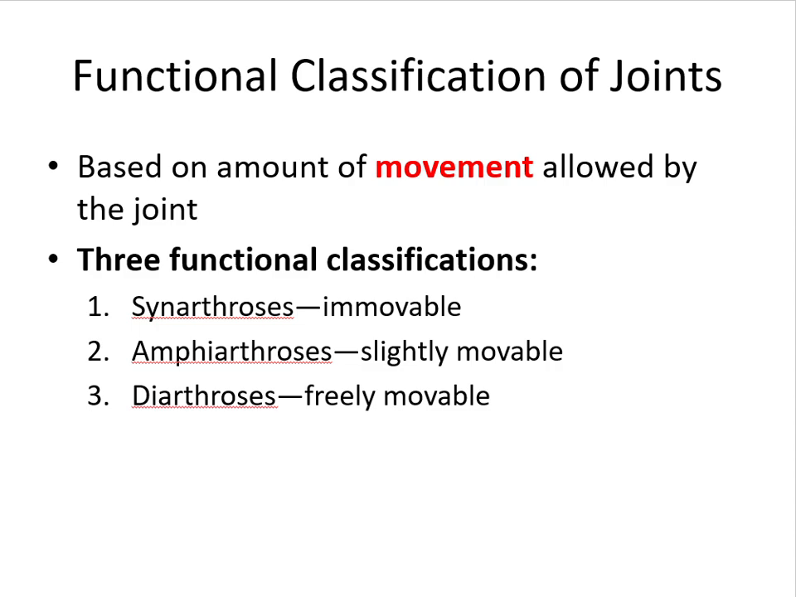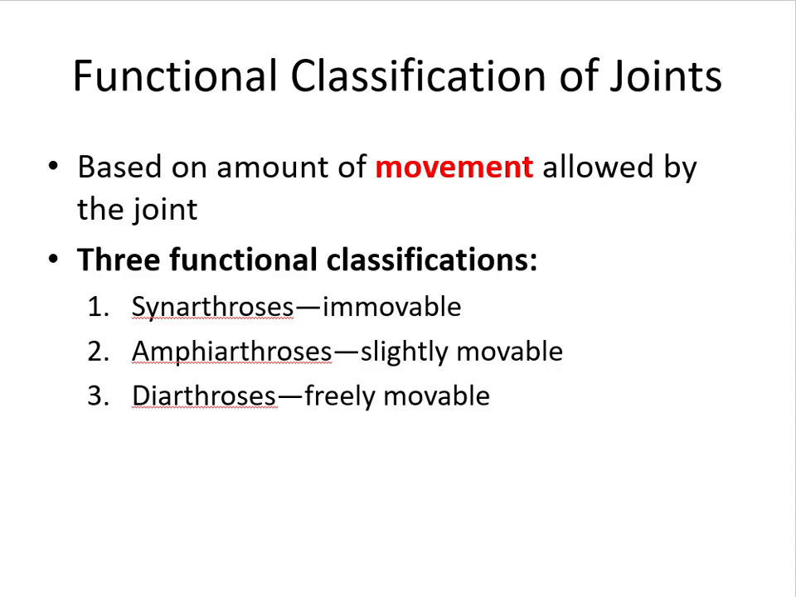But we can go further. We can look at functional classification. We can look at the specifics of it, for example, the different types of movement that are allowed by a joint. Some joints are immovable. That means they are synarthrotic. Others are slightly movable, and we would say they are amphiarthrotic.